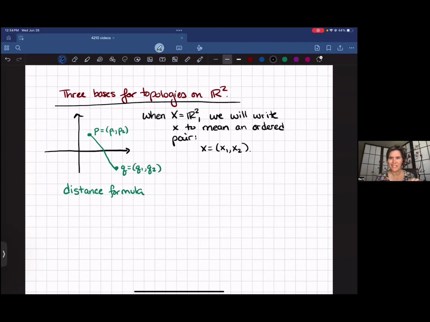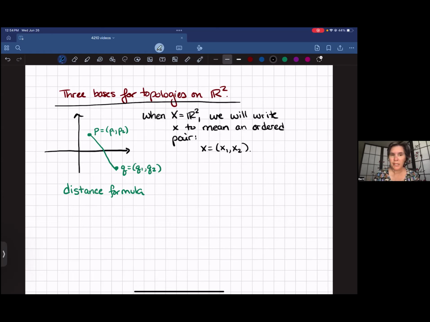So when I say an x and I'm in this space R2, x sort of stands for both the quote x and y coordinate, okay? It's x is x1, x2. If I say y, I mean y1, y2. And before we get into the topologies, I want to remind you of the distance formula that you might have learned when you were younger.